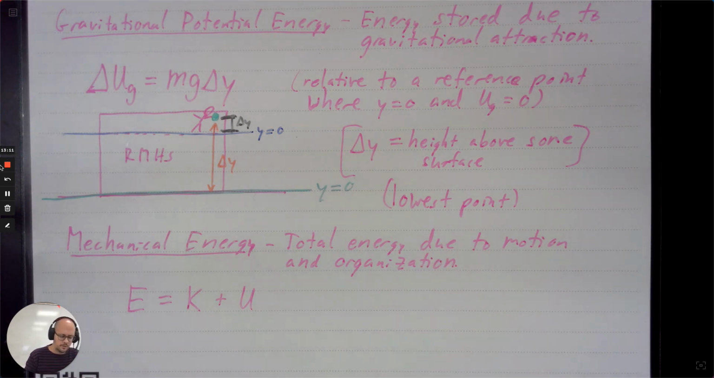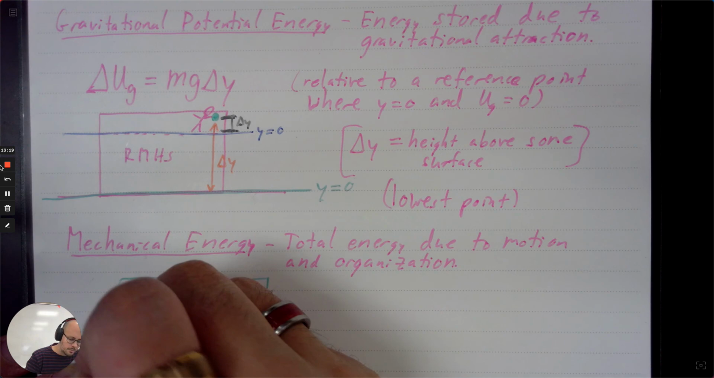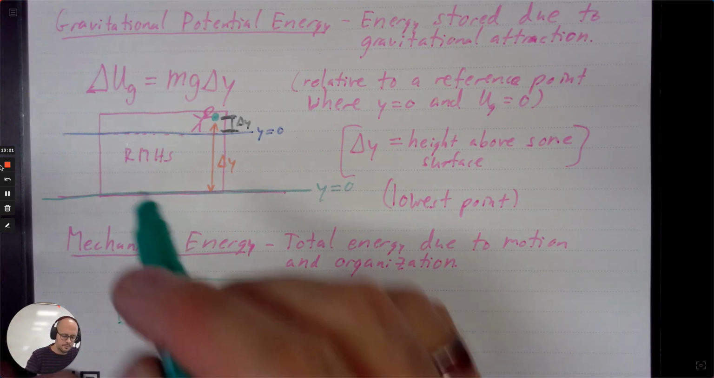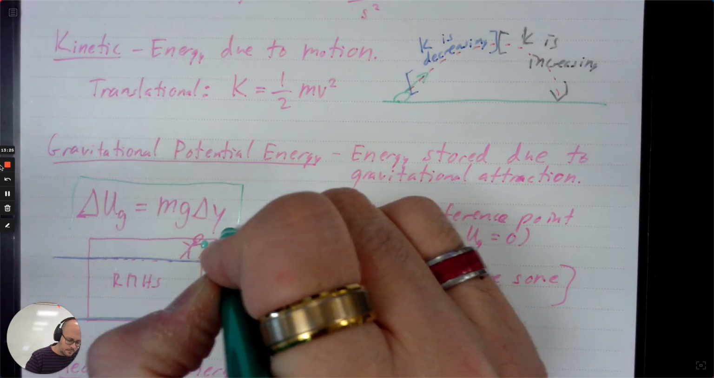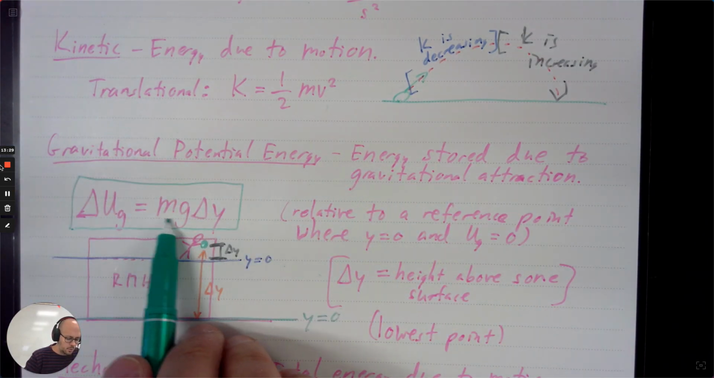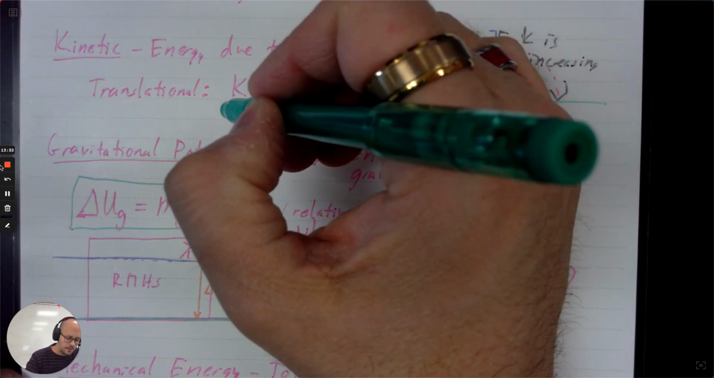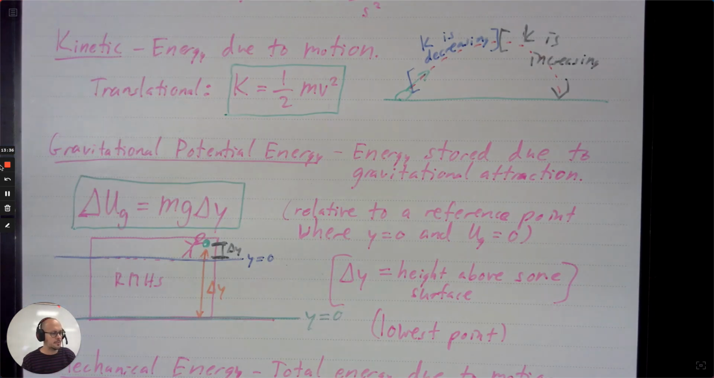And so we have 3 equations for this lesson today, and you are going to work with them in future lessons. Mechanical energy is the sum of all the kinetic and all the potential. Gravitational potential energy is mass times little g times height. This is essentially weight times height. And then the translational kinetic energy is 1/2 the mass times the speed squared. And so we'll work with those in another lesson.